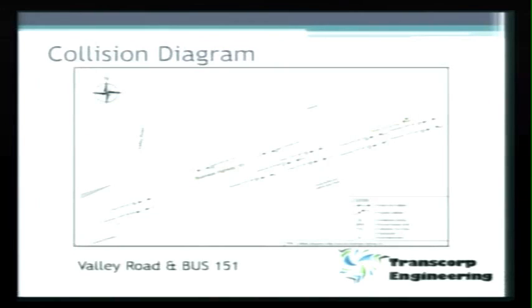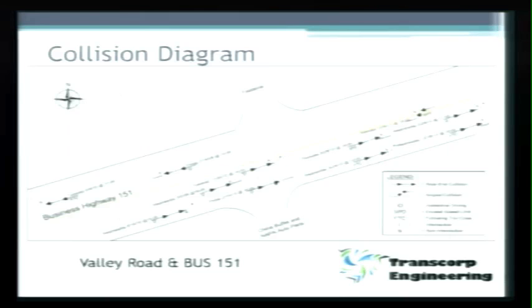The next is a collision diagram. So we're done with the tables, but the collision diagram just helps us see if there are any patterns occurring at each intersection. This is at Valley Road and Business 151. We saw the most reoccurring crash or collision types. This next slide will help zoom in here. In the legend down below, these 2 little arrows lined up are rear end collisions. Of the 13 accidents at Valley Road, 12 of them were rear end collisions.